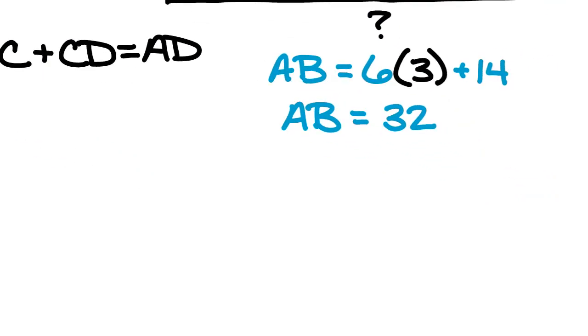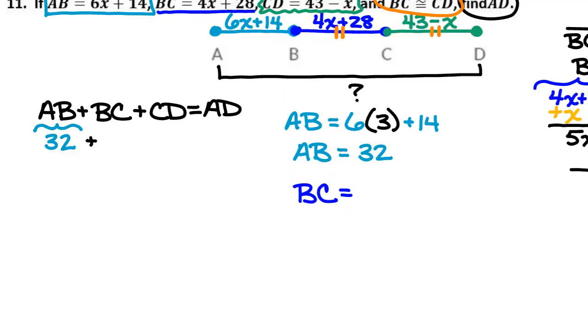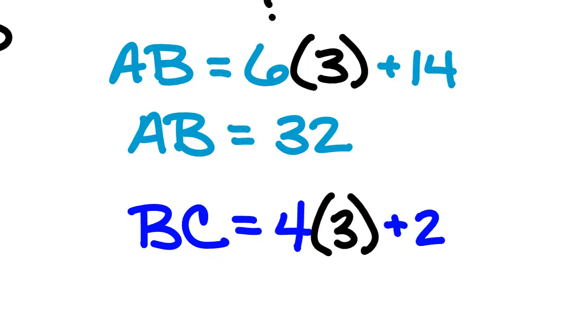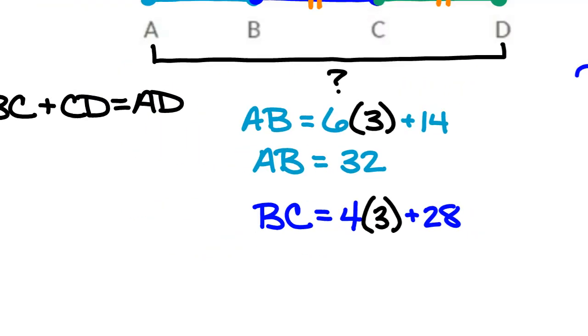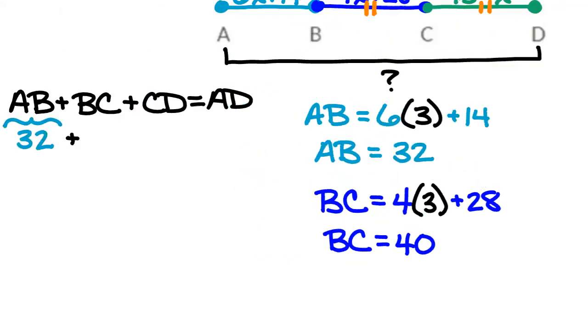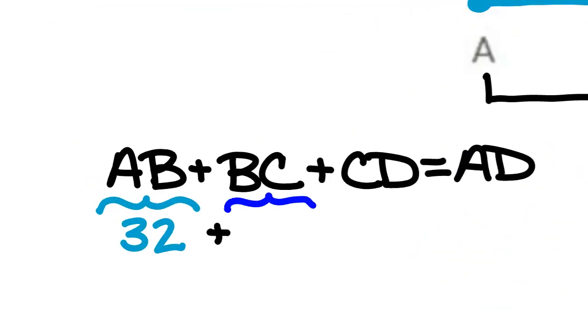And then we have BC. Our expression for BC was 4x plus 28. So 4 times 3 plus 28. What's 4 times 3? 12 plus 28? 40. Yep. So replace BC with 40.